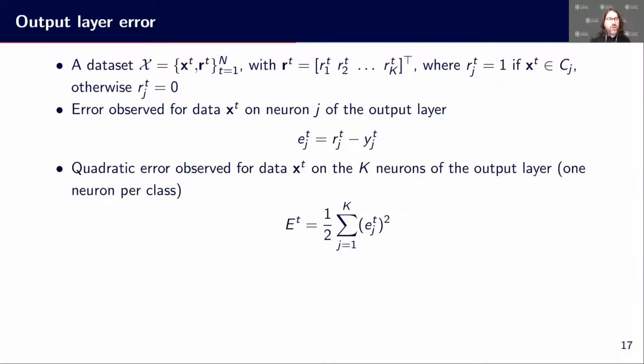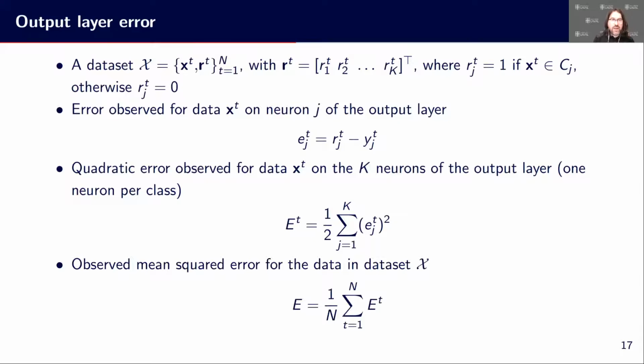And then we are evaluating the quadratic error. This is the error observed over all the output neurons. We have K classes, so we have K outputs, K neurons. As such, we compute the quadratic error as the sum of the squares of the individual errors on each neuron, summing from neuron 1 to neuron K on the output, and 1/2 of that, just to simplify the equation. This gives us the quadratic error observed for x^t. So this is the error for one data instance, which is x^t.